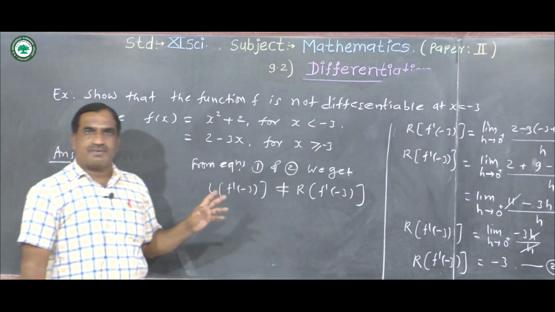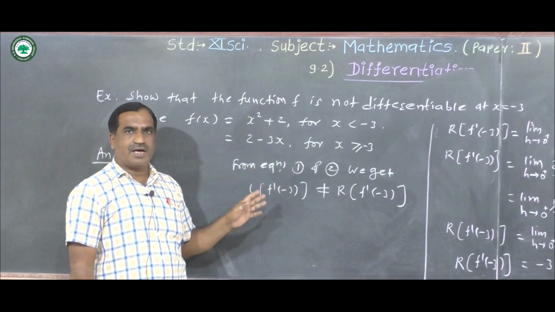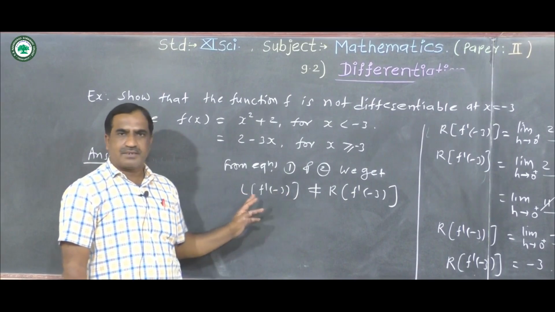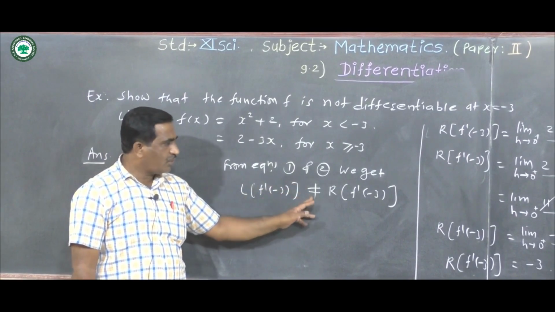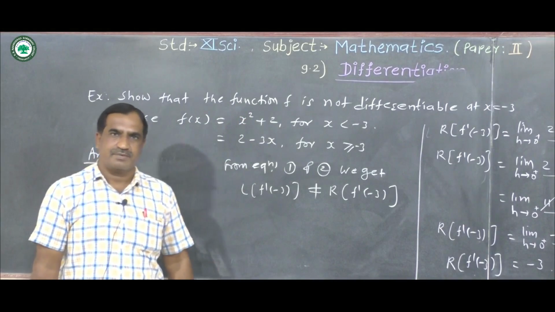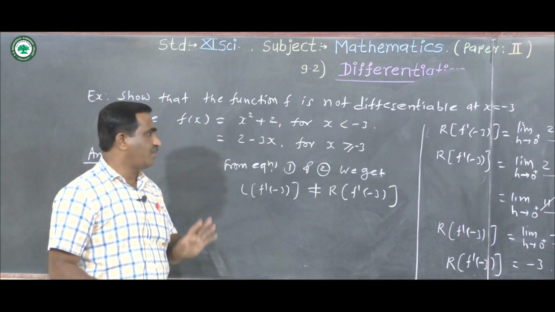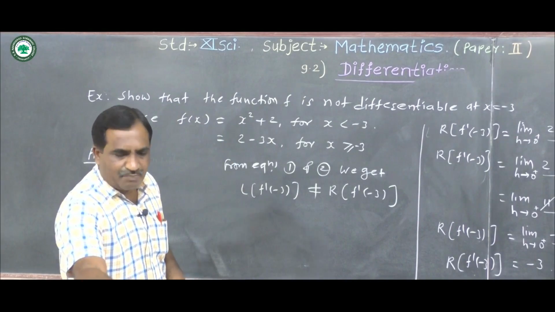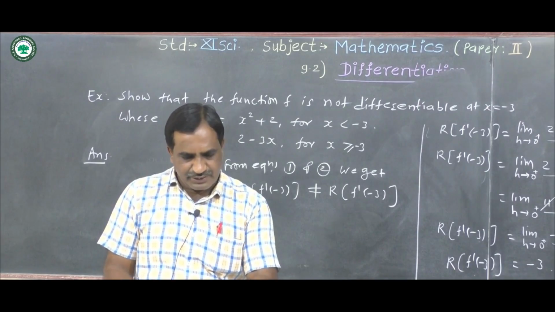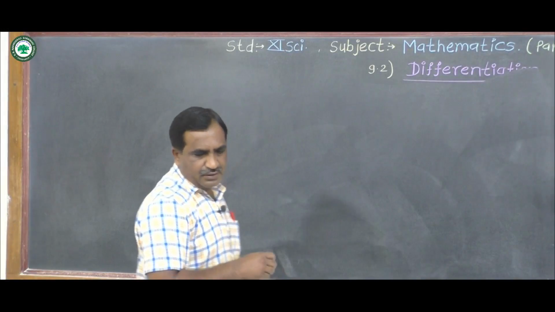A function is differentiable if and only if the left hand derivative and right hand derivative are equal, and these two are not equal. That is, left hand derivative is not equal to right hand derivative, then the function is not differentiable. Okay, now therefore this function is not a differentiable function. Now we see the next example here for differentiability and continuity. Now the next example is test the continuity.